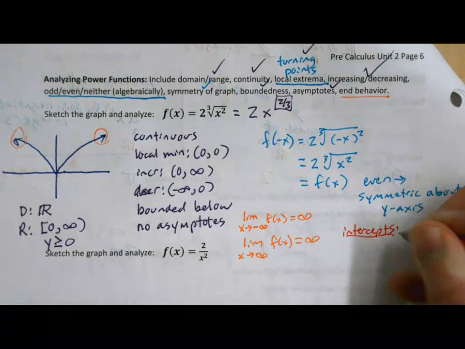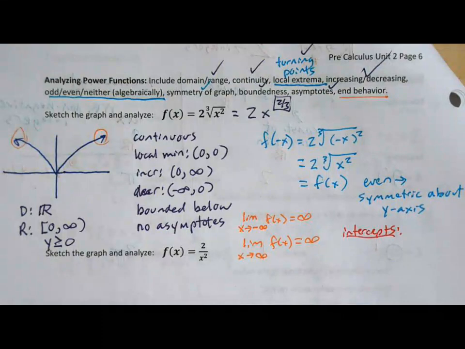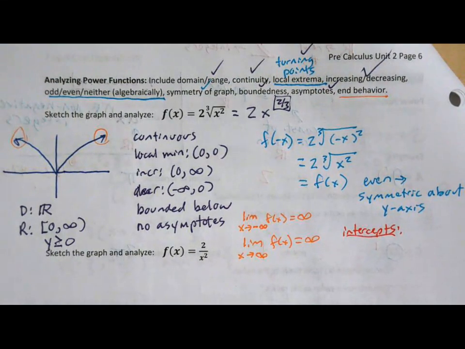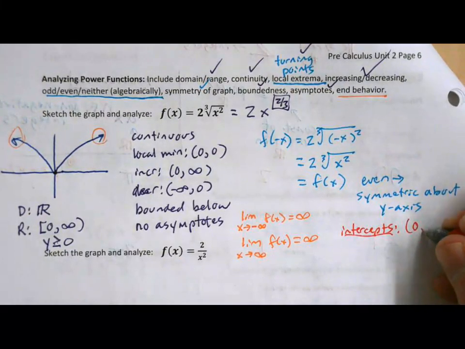You do not have to tell me if something is an x-intercept or a y-intercept. You can just say it's an intercept. I'll know if it's an x-intercept or a y-intercept because you're going to put it in as an ordered pair, and if it's got a 0 in there someplace, it's an x-intercept or a y-intercept. I'd say this one only has one intercept. That is an x-intercept and a y-intercept. 0, 0.